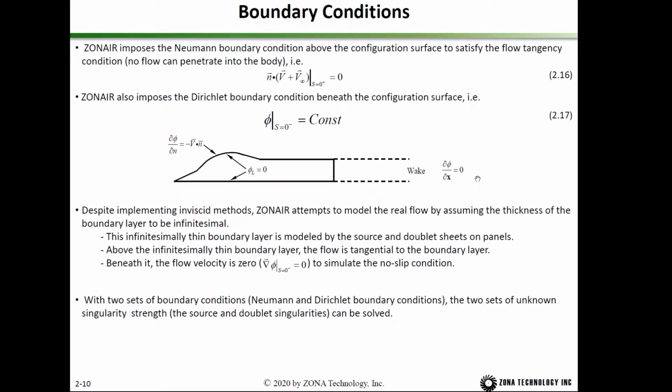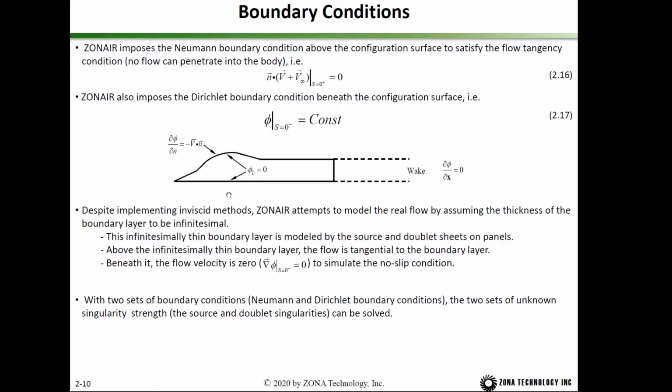Then the boundary conditions. ZONAIR imposes the Neumann boundary condition above the configuration, so that the normal velocity equals 0, to satisfy the flow tangency condition. So no flow can penetrate into the body. And ZONAIR also imposes the Dirichlet boundary condition beneath the configuration surface, so the velocity potential at the lower surface is constant. Okay, so this is the Neumann boundary condition, this is the Dirichlet boundary condition, and we also have the wake condition.